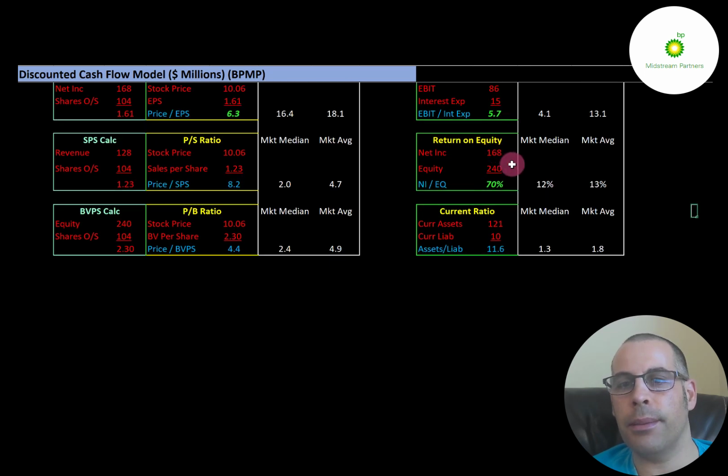ROE is really good. The median is 12%, the average is 13%. ROE is net income over equity. I like to see above 20%. They're at 70% because they're bringing in so much money from their equity investments.